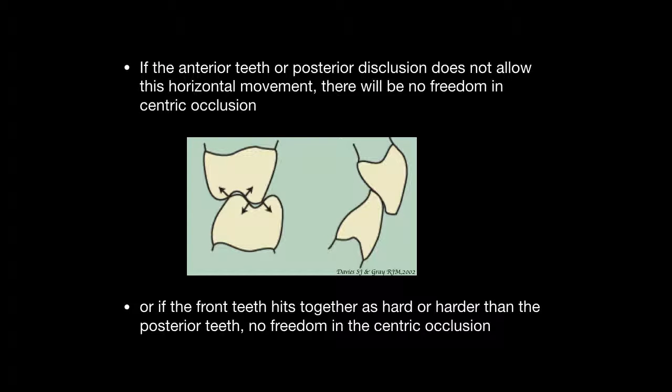However, if the anterior teeth or posterior disclusion does not allow this horizontal movement, there will be no freedom in centric occlusion. Or in some other situation, if the front teeth hit together as hard or harder than the posterior teeth, there is no freedom in the centric occlusion as well.